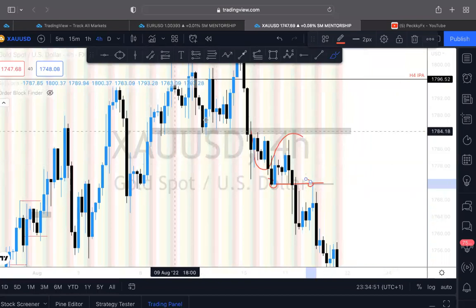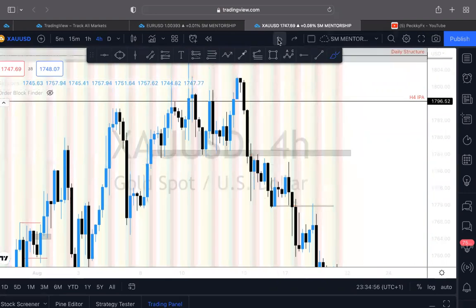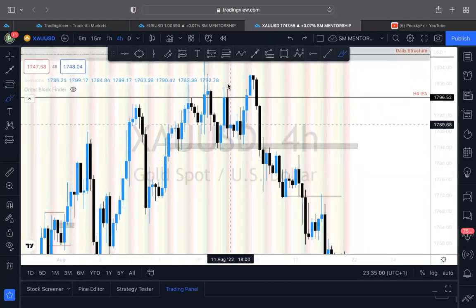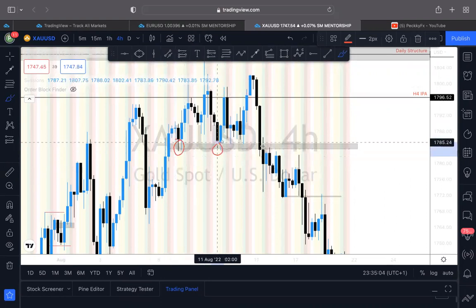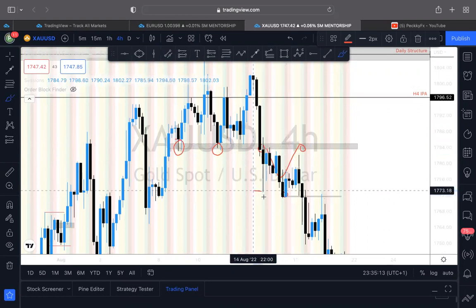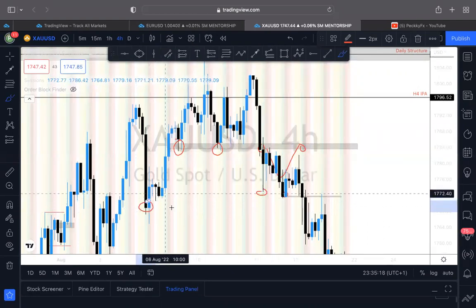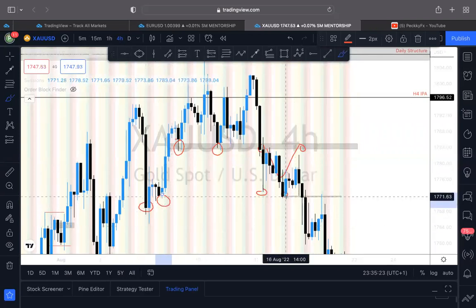All right, so this is just the support that was broken, candle close below it right here. So I expected the retest to have come back. Boom, failed. All right, this is the next one. Support right here. The series broke below this point, right? This is the point it broke below.